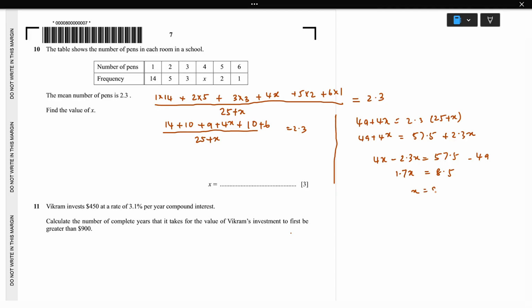Okay, x equal to 8.5 over 1.7. So x equal to 5. That's the final answer for us. We need to find out x equal to 5.